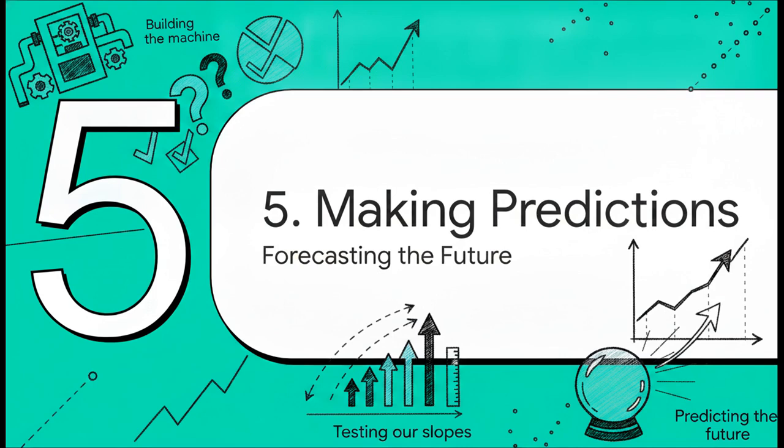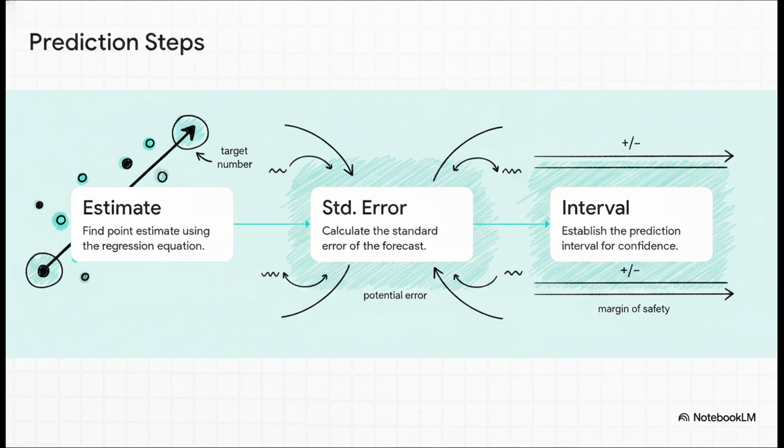Section 5. Making predictions, forecasting the future. Okay, let's break down this step-by-step procedure. First, you find your target number by plugging your forecasted independent variable right into the regression equation. But as we know, a single point estimate just isn't enough. Next, you got to gauge your potential error by calculating the standard error of the forecast. And finally, you wrap that estimate in a prediction interval so you know your exact margin of safety. This lets you say with maybe 95% confidence that your future value is going to land somewhere between two specific bounds. Just keep in mind, this margin of safety actually widens the further your forecast moves away from the historical mean of your data.